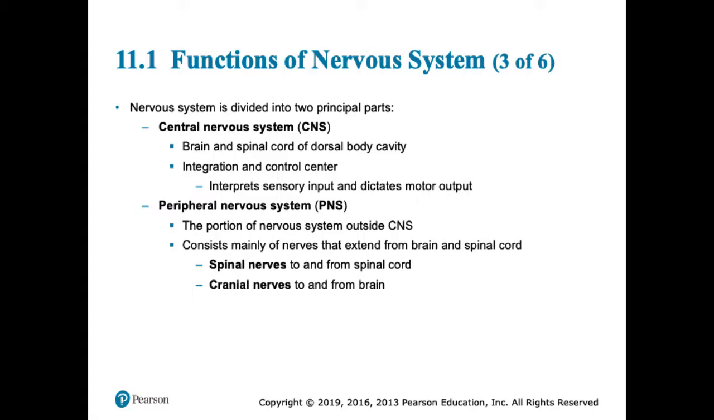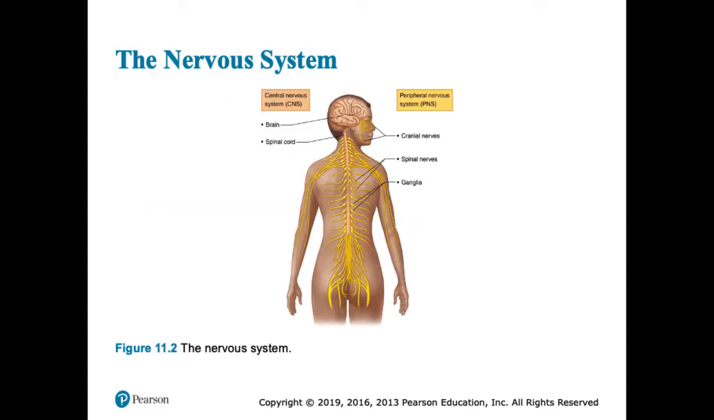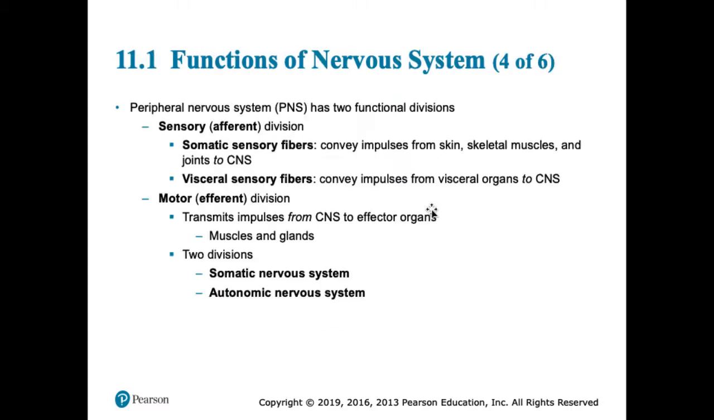And of course, the peripheral nervous system, or the PNS, is the portion of the nervous system outside the central nervous system. It contains the spinal nerves to and from the spinal cord, and the cranial nerves to and from the brain. So you can see the difference here. You have the central nervous system, the brain and the spinal cord, and the peripheral nervous system, which basically consists of the cranial nerves, spinal nerves, the ganglia, and so on.